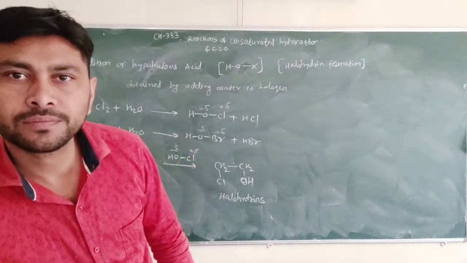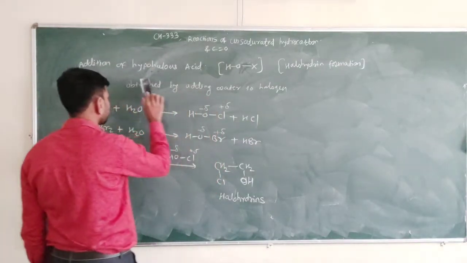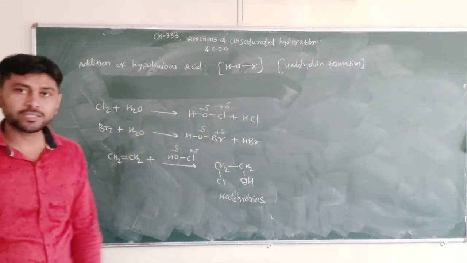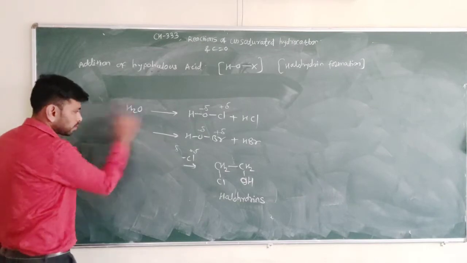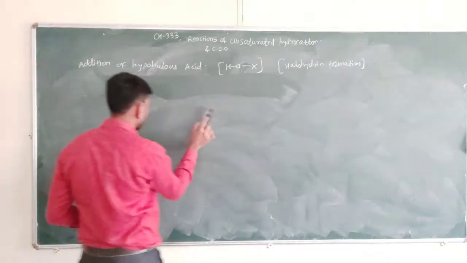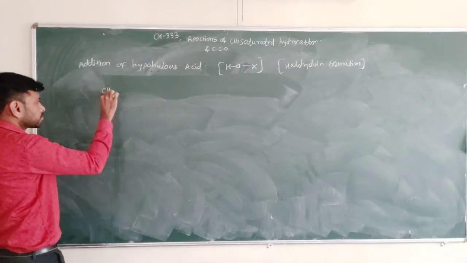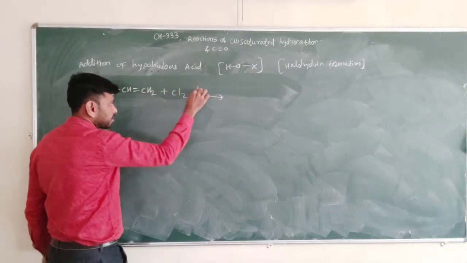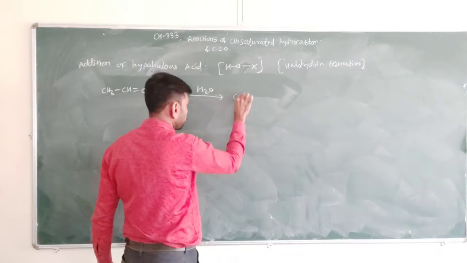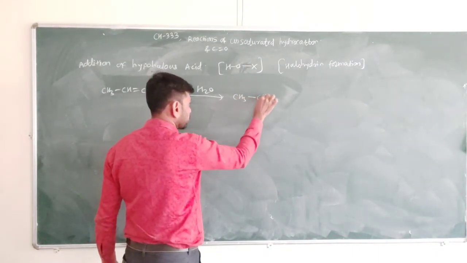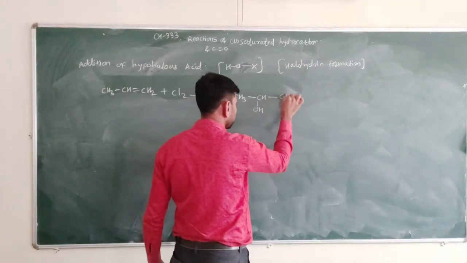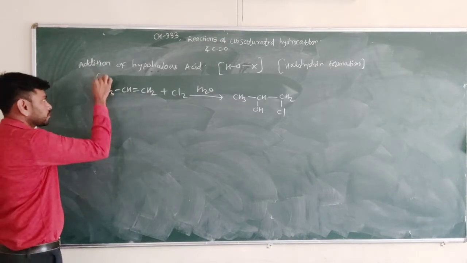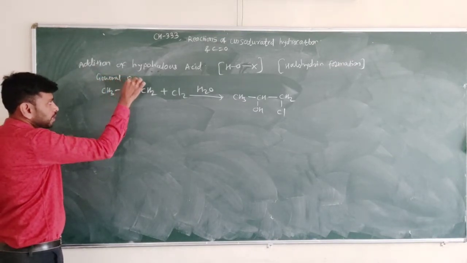Now, in halohydrin formation, we have to see the mechanism of this reaction, how this reaction occurs. See the general reaction first. Consider propylene, CH3CH double bond CH2. When we add Cl2 in presence of H2O, there is a formation of CH3CH(OH)CH2Cl. So this is halohydrin formation. Okay, this is the general reaction.